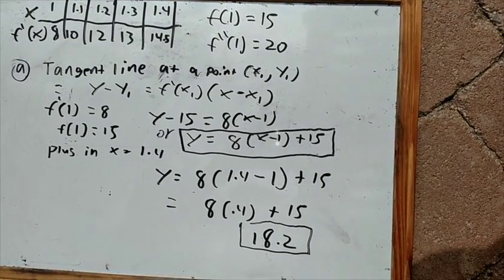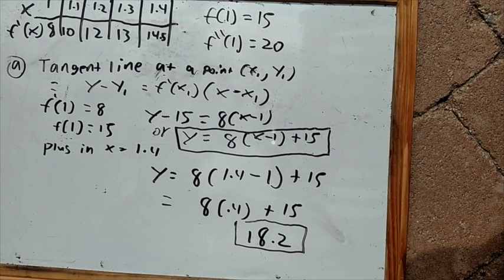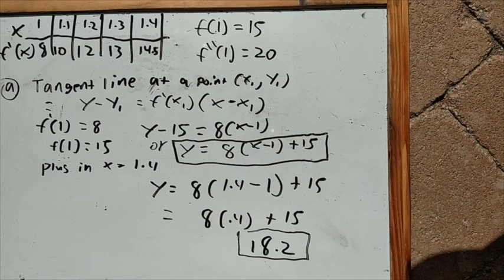Hello, this is Adam. Today I'm going to teach you how to do question number 4 of the 2012 FRQ for Calc BC. The first question asks you to write an equation for the line tangent to the graph of f at x equals 1, and then to use this line to approximate f of 1.4.